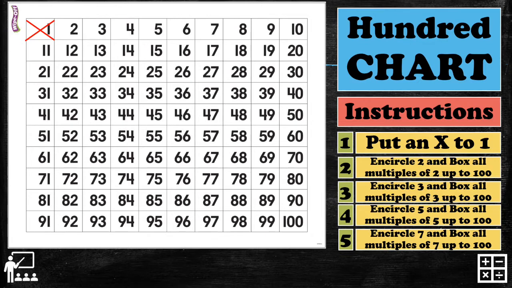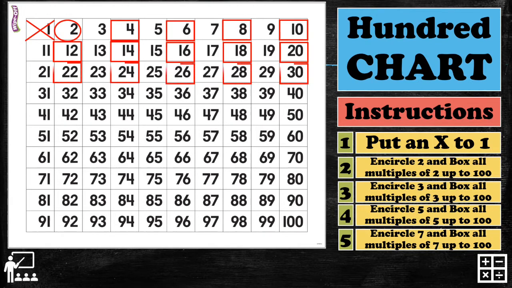Step 2. Encircle 2 and box all the multiples of 2 up to 100. So first, encircle number 2. And box all the multiples of 2. So after 2 is 4, 6, 8, and 10. After 10 is 12, 14, 16, 18, and 20. So as you can see, all the numbers that end with 2, 4, 6, 8, and 0 are the multiples of 2.